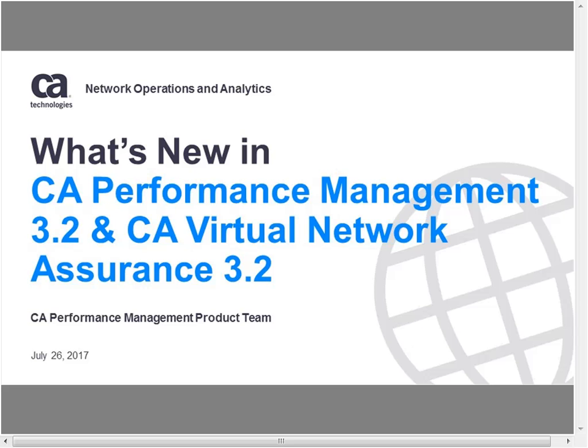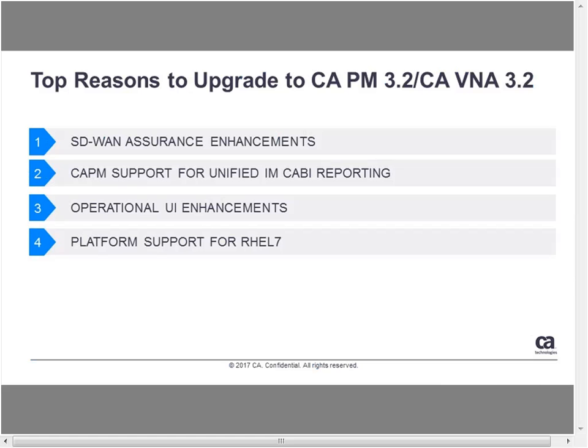And again, thanks everyone for joining us today, wherever you are in the world. Once again, happy to be here talking about the latest release in the CA Network Operations and Analytics Platform. Specifically, we're talking about CA Performance Management and CA Virtual Network Assurance versions 3.2. So without further ado, I'm going to hand it over to my colleague Jason, who is going to take us through the first few release enhancements, and then hand it over to Matt to end the call today. But Jason, go ahead and take it away.